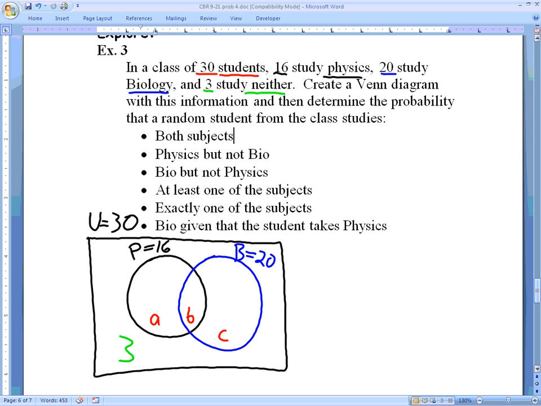So let's think about our universe. Our universe is 30 members. I know that if I add up lowercase a, plus B, plus C, plus the 3 who don't participate in anything, that should add up to 30. Again, this A, this B, and this C.